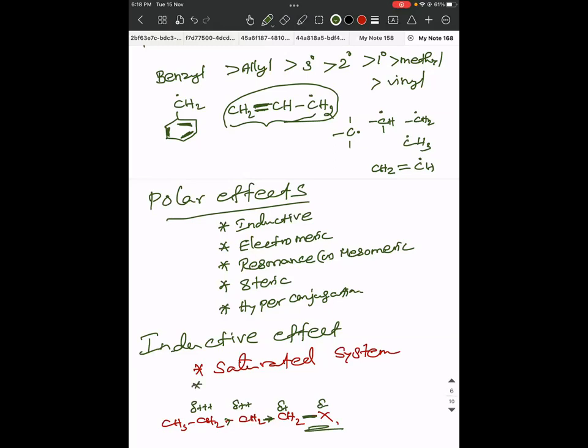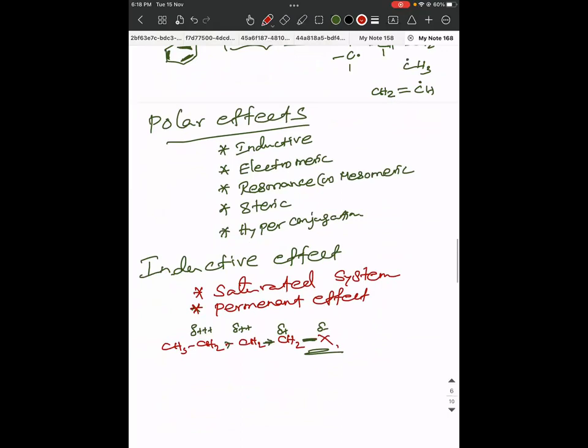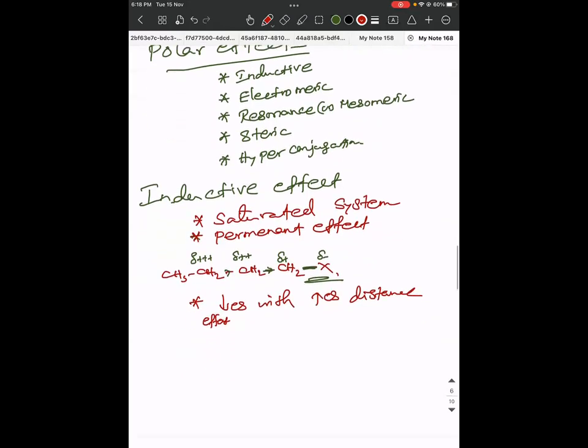So it's a permanent effect, and it decreases with increase in the distance. The effect decreases with increase in the distance from the polar group. Okay, wow. Why are you laughing, man? What happened? பசி எடுத்துச்சா?